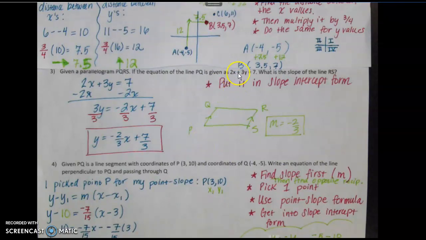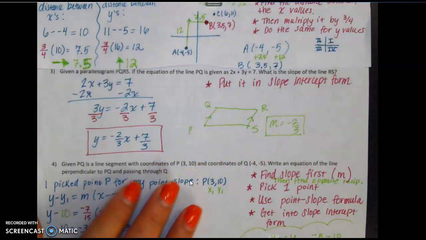So what I'm going to do is just take this equation and put it in slope-intercept form. I minus the 2x, divide by 3, and my equation is y equals -2/3 x plus 7/3. If I want a parallel slope, that means my slope of RS is going to be -2/3.